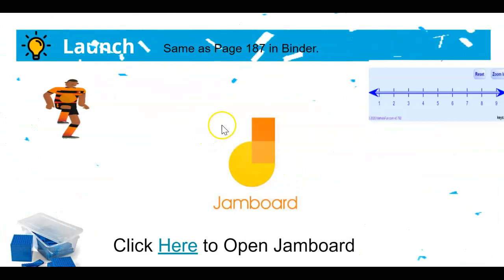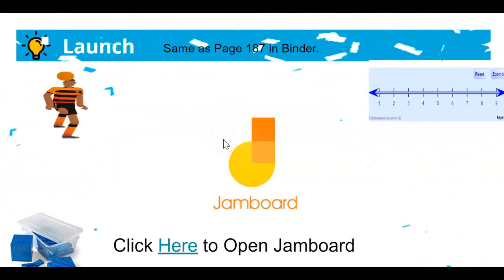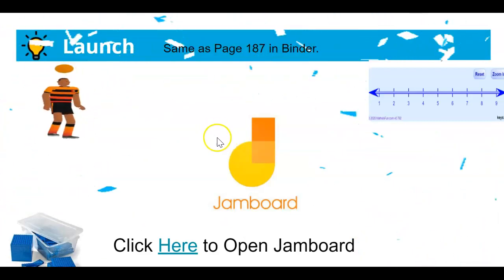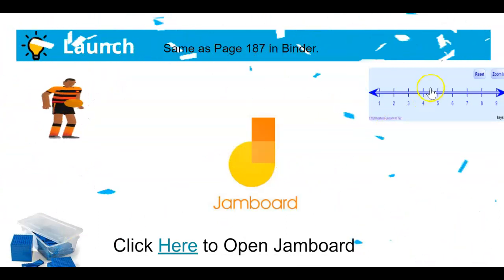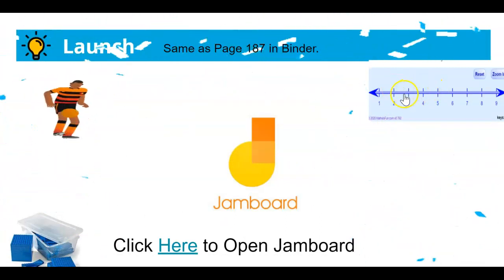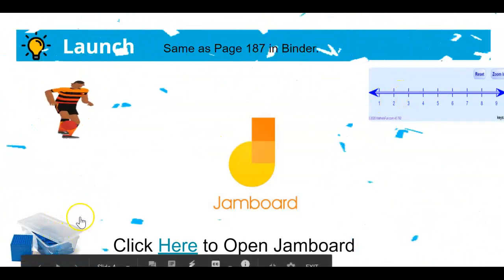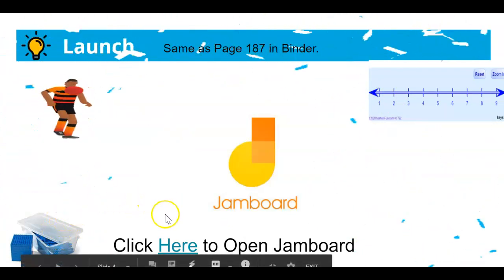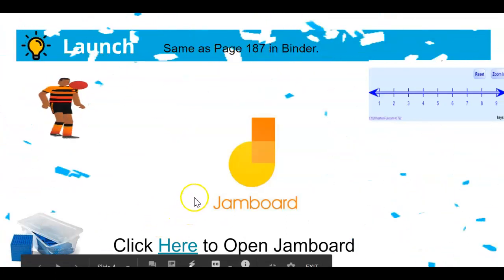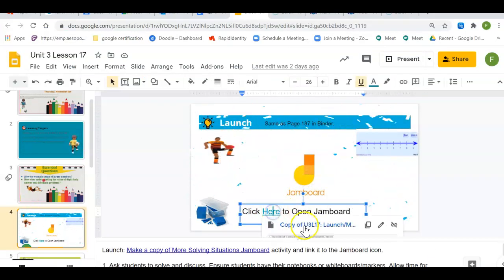All right, so this one, we're going to work on a Jamboard, but it's also the same as page 187 in your binder. And again, I've just added some tools on here to help you. So I've got the number line that can help you in solving problems, and also the base 10 blocks where you can build your numbers to do subtraction or addition. And I'm going to make this a little smaller, and go ahead and click here for the Jamboard.